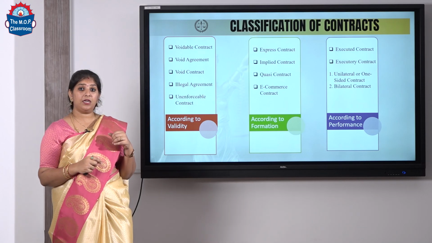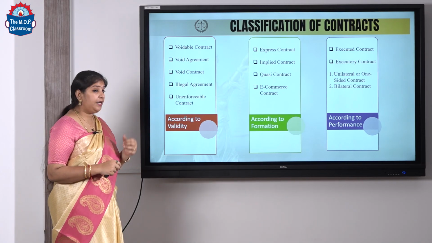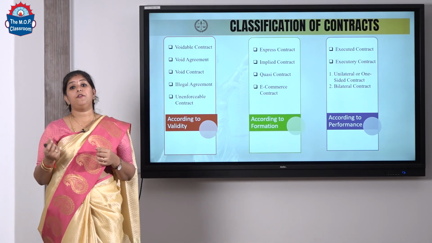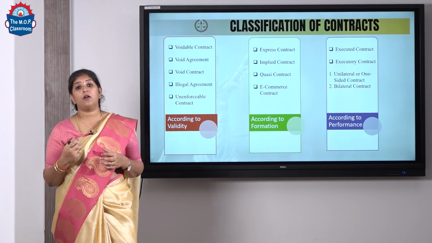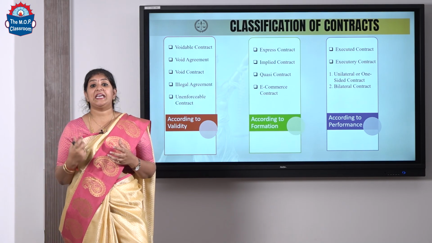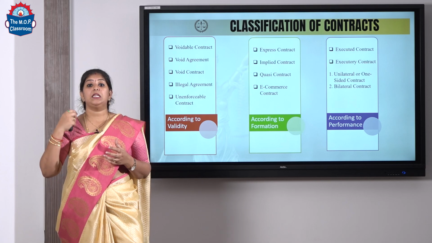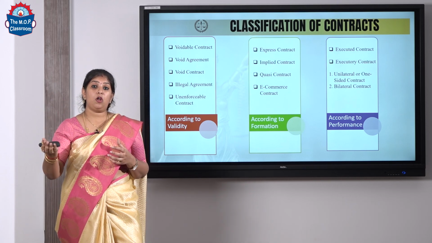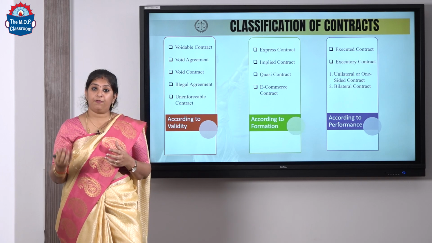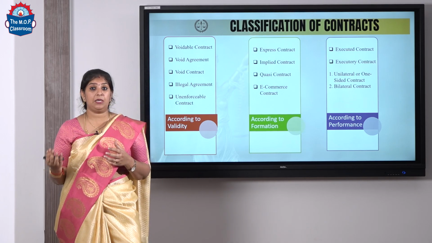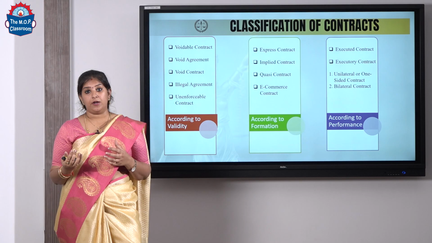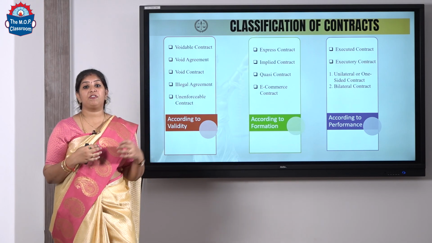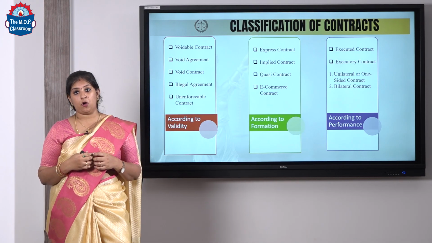Then the last one under validity is the unenforceable contract. Unenforceable contract means those contracts which have some technical defect, meaning the aggrieved party, the party who has suffered the loss, may not be given any benefit under it, or cannot claim any remedy under that contract. In that case it will be treated as an unenforceable contract.